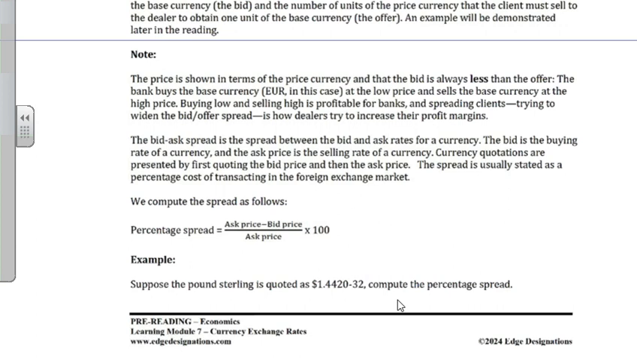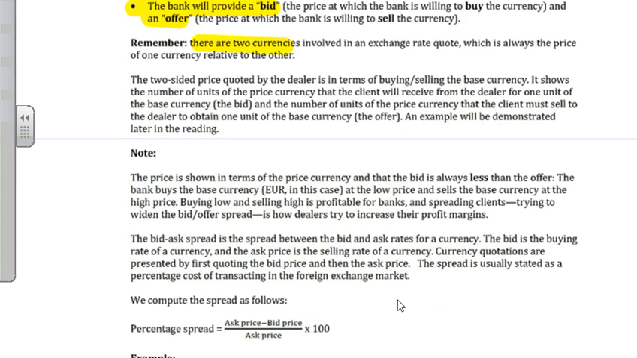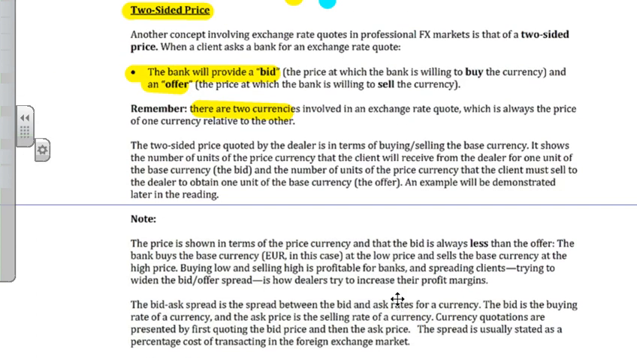When you come and buy from the bank, what price will the bank give you? If you are a buyer, the bank will give you the offer price, the higher price. That's what the bank is going to sell it to you at. Why? They want to make some money. When you come back from your holiday and you no longer need your currency, what do you need to do? Well, the bank's going to buy it back from you. At what price? A lower price.